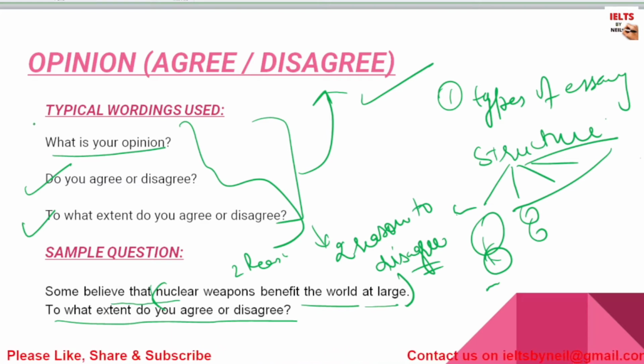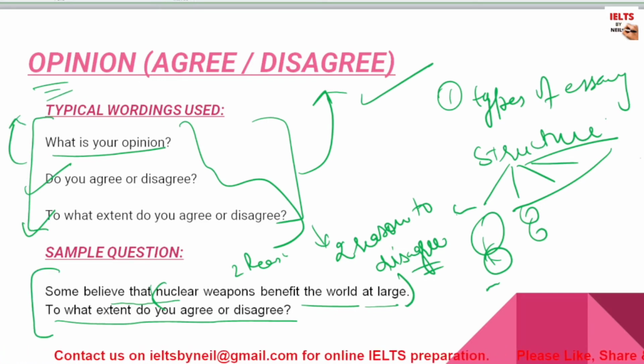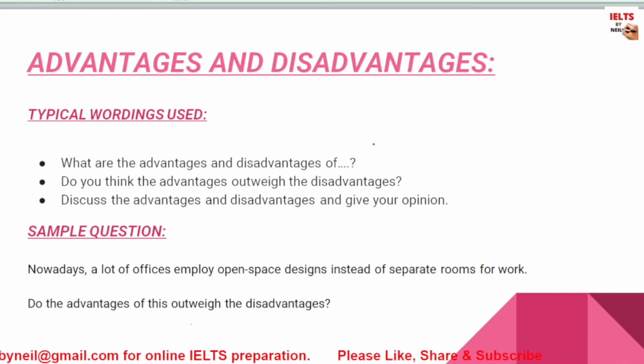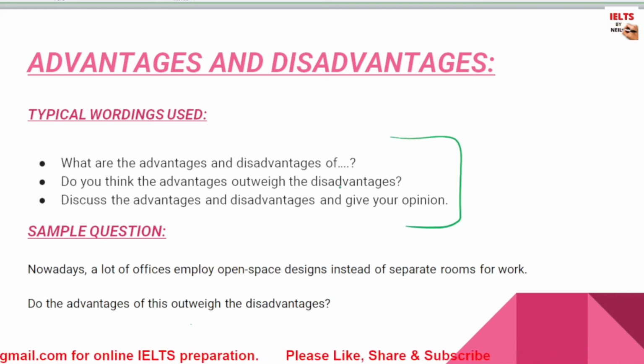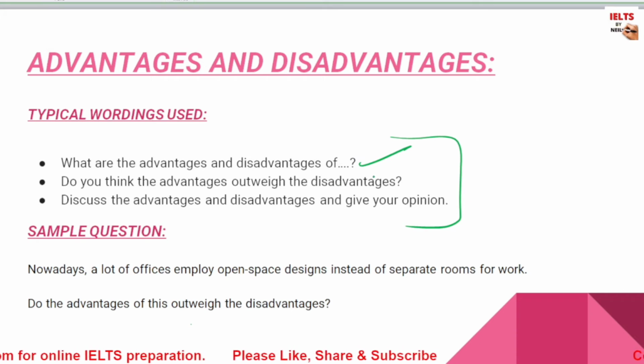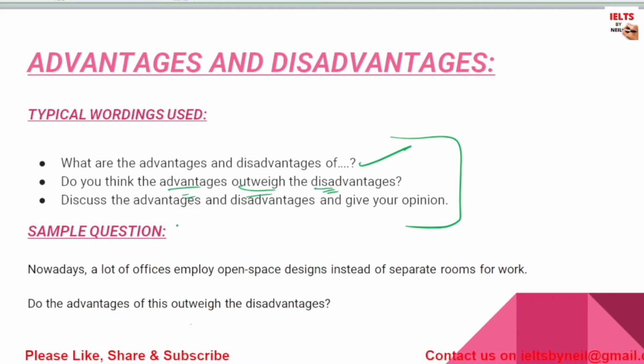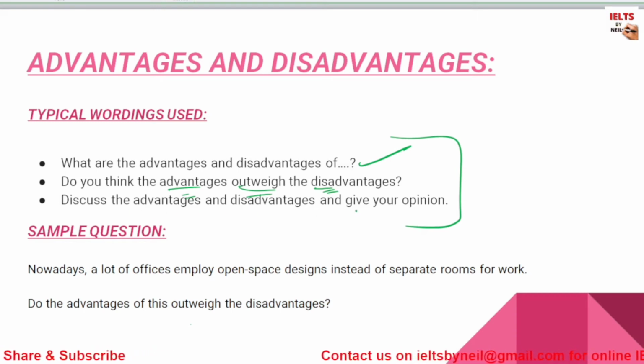This is the first type of essay, opinion essay, and it's the most popular one. Moving on to the second type, that is advantages and disadvantages. To identify this type of question, it is with these 3 statements: what are the advantages of whatever the viewpoint is given? Do you think the advantages outweigh? Outweigh means the advantages are more than the disadvantages. Okay, or discuss the advantages and disadvantages and give your opinion.